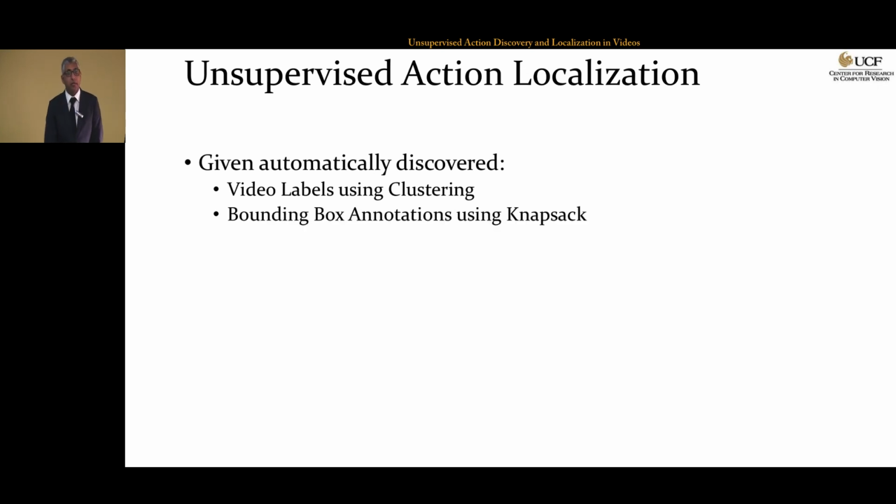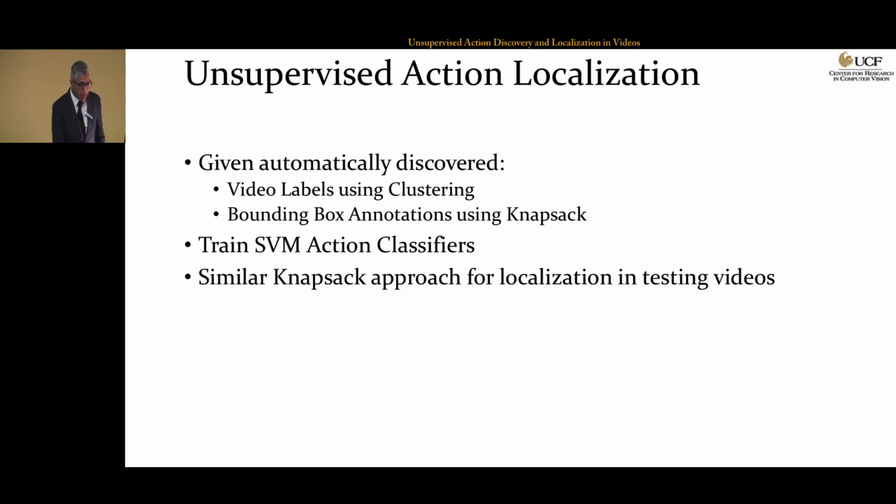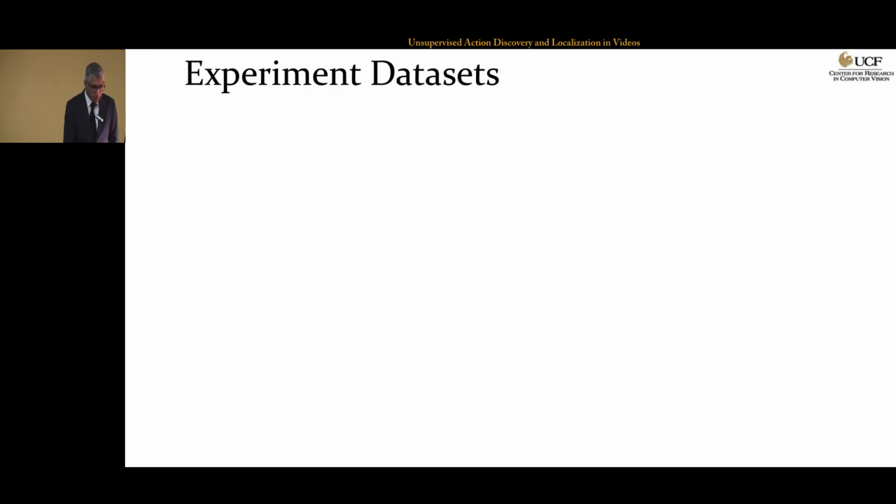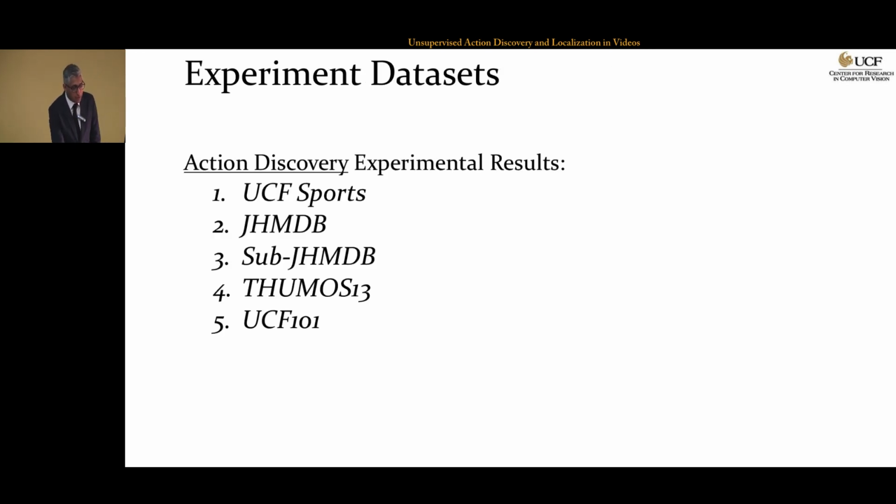So for our unsupervised action localization, once we have automatically discovered these video labels using clustering and bounding box annotations through Knapsack, then we can train an SVM classifier for each action to recognize them in testing videos. And then for localizing, we use a similar Knapsack approach where we divide the testing video into supervoxels. We apply the binary integer linear program approach to select the action location and then classify using this SVM. For our experiments, for action discovery, we tested on these 5 data sets: UCF Sports, JHMDB, sub-JHMDB, 2MOS13, and finally UCF 101, which has 101 action classes.